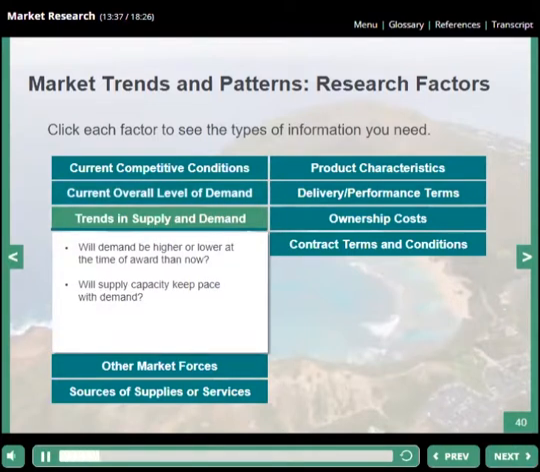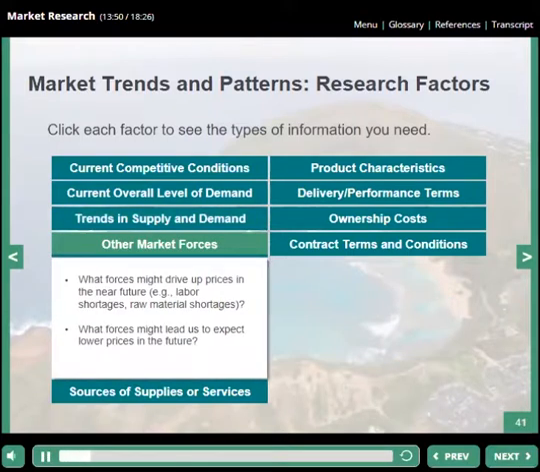You may want to watch trends in supply and demand to estimate if demand will be higher or lower at the time of award versus right now. These trends also provide some insight as to whether supply capacity looks like it can keep pace with demand. Consider other market forces that might drive up price in the near future, such as labor shortages or raw material shortages. Also, try to identify forces that might lead you to expect lower prices in the future.